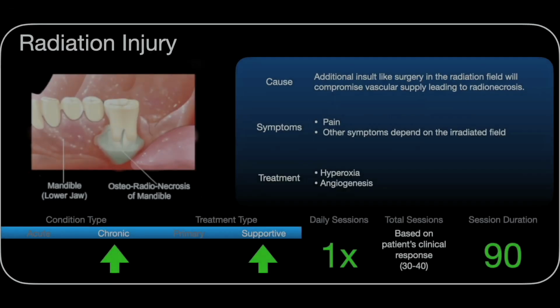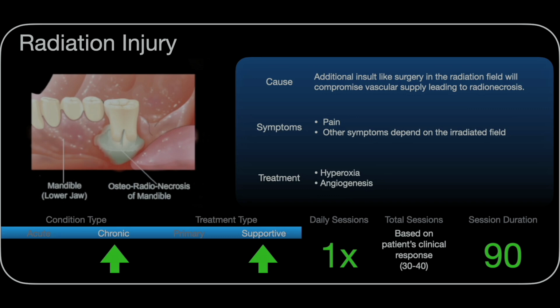Delayed radiation injury is considered a chronic condition. The use of hyperbaric oxygen therapy is considered a supportive treatment modality. The cause of radiation injury is radiation of a field with an additional insult like surgery, which then compromises the blood supply, leading to necrosis.